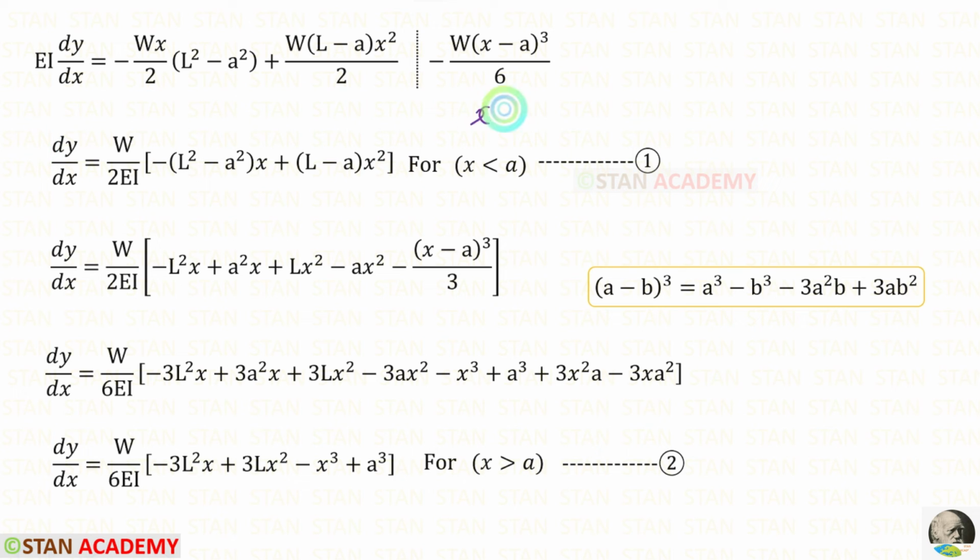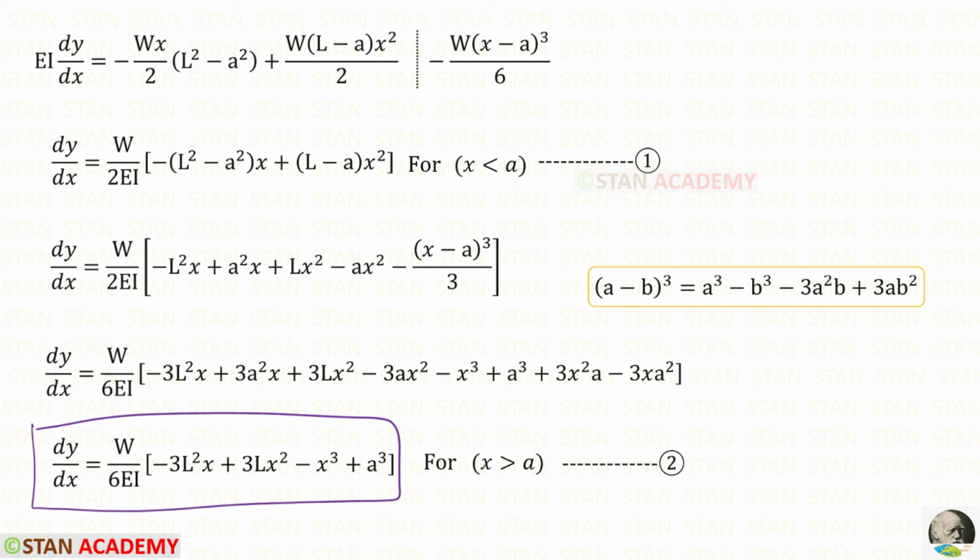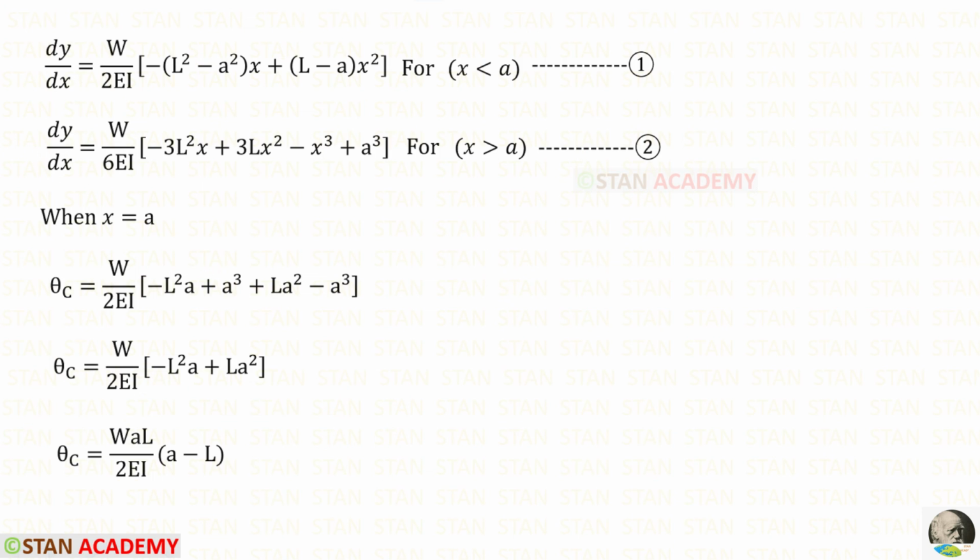To find the slope when x is greater than a, we have to consider this term also. From these three, we can take w upon 2 outside. For these terms, we have to take LCM. We have to multiply them with 3. Using this formula, we can expand this like this. Here there is a negative sign, so we have to change the signs. Finally, we will get this expression. Let us keep this expression as number 2. Using these two equations, we can find the slope at any point of the beam.